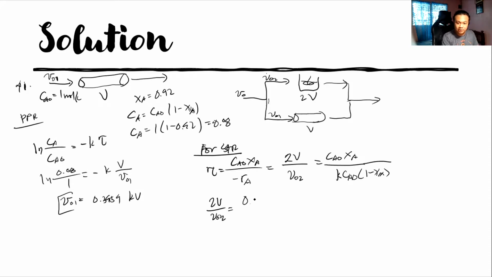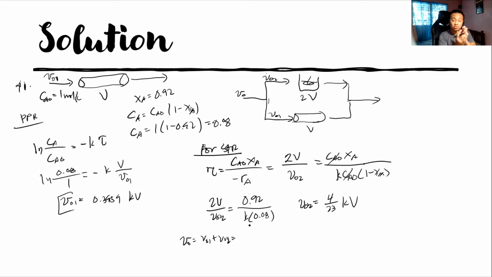then this is 0.92, right? These cancel, the k, we don't know, and 0.08. And then we will have VO2 equal to 4 over 23 kV. Okay? So we simplify. We now have to find VO, right? VO is equal to VO1 plus VO2.